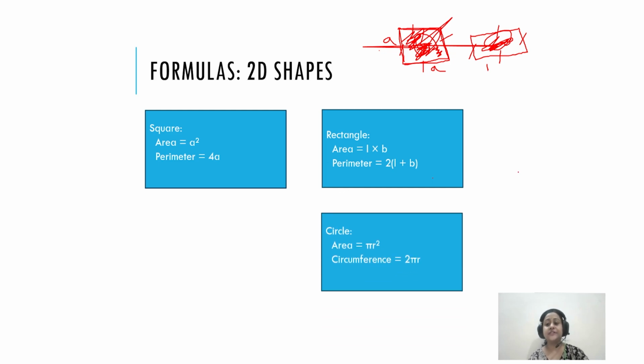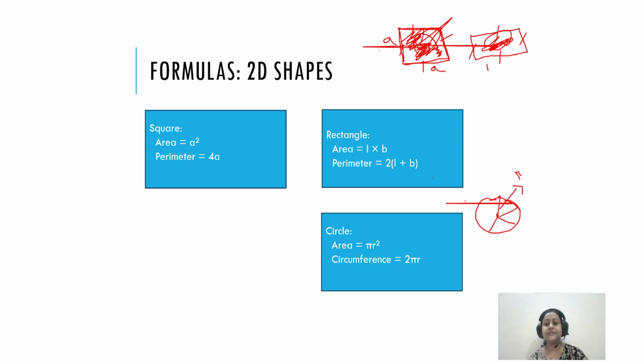Coming to the circle, as I mentioned earlier, every point on the outer boundary will be equidistant from the center. The distance from the center to any point on the outer boundary is called R, the radius, and every R will be the same in a circle. The area is measured by the formula pi into R square. We already know the value of pi, and pi is a constant.